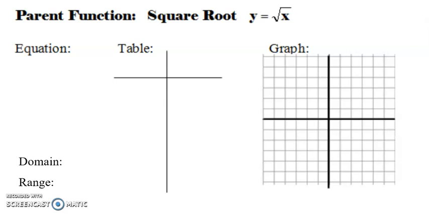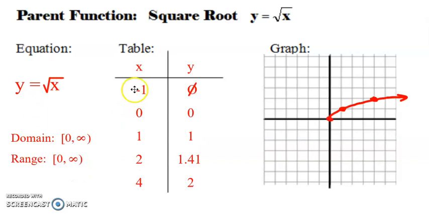Okay, so we're just going to do shifts, right, left, up, and down, and flipping or reflecting, but we're not going to do any stretches or shrinks. So our square root function, the parent function, is y equals square root of x. We're going to look at the basic parent function and a table here and how that gives us our graph.